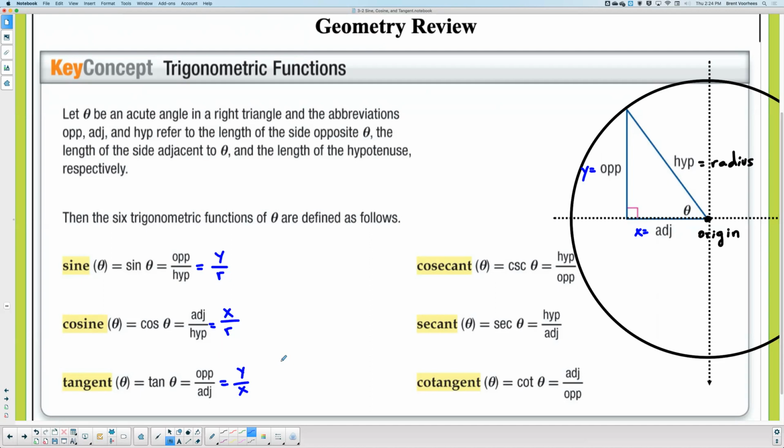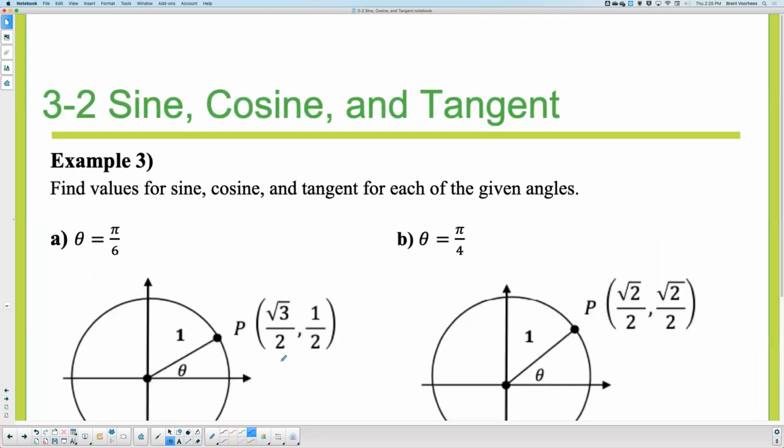Do you kind of get what I'm talking about here? What is sine? Well, it's the y component. What is cosine? X. The x component. What is tangent? Y over x. So y over x will be the slope. All right, here we go. Find the values of sine, cosine, and tangent for each of the given angles.